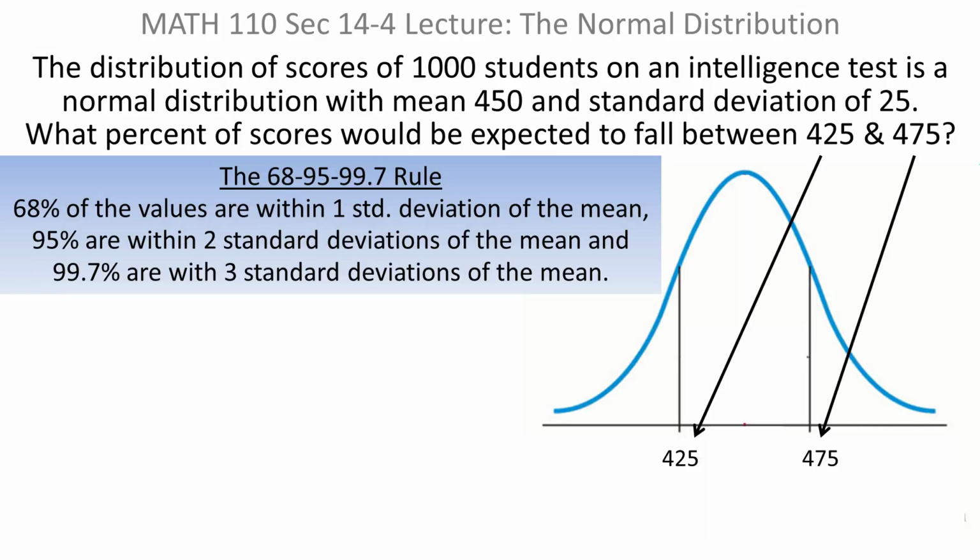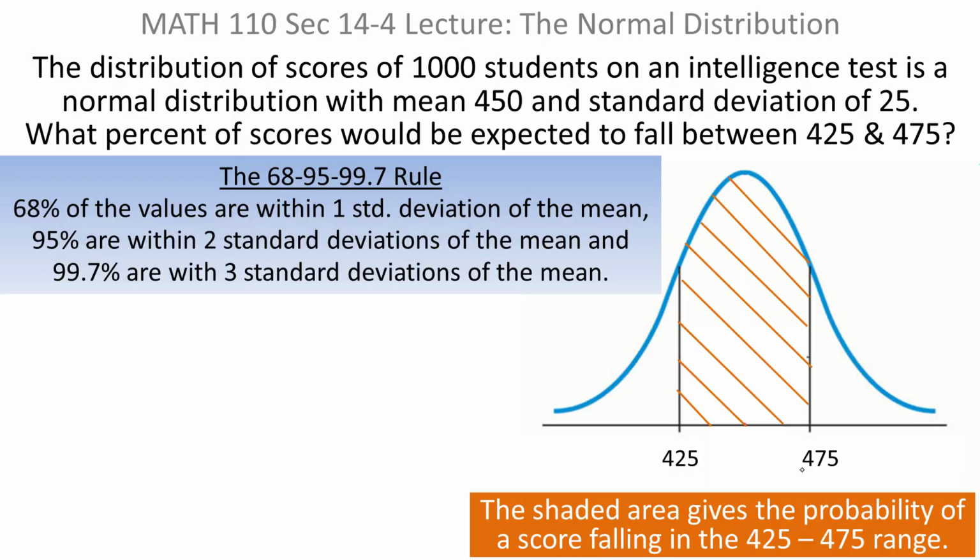Now that you got that, think about, or actually maybe even sketch out, the normal distribution. They're asking about values that fall between 425 and 475, so you'd want to put those into your sketch. And the whole reason this works for us is that the shaded area gives us the probability, which represents the percent that we're looking for. So the shaded area on this curve is the probability of having a score fall in the 425 to 475 range. And that will be the answer to our question.